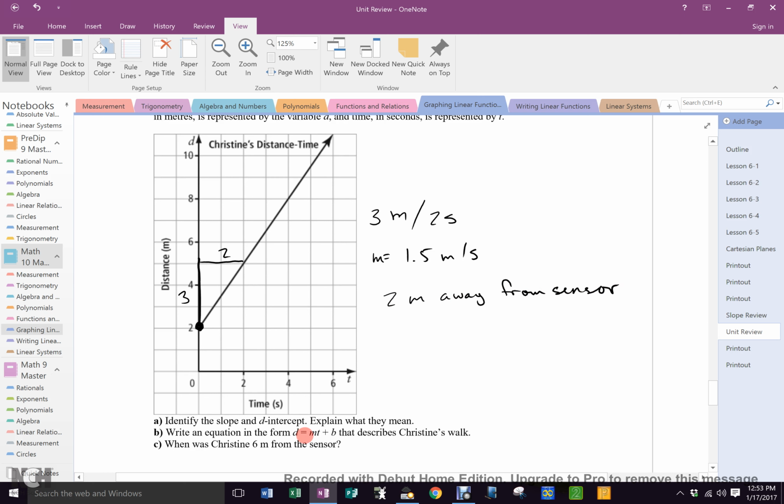Write the equation, d = mt + b. D equals, we know our slope is 3/2 t plus 2.